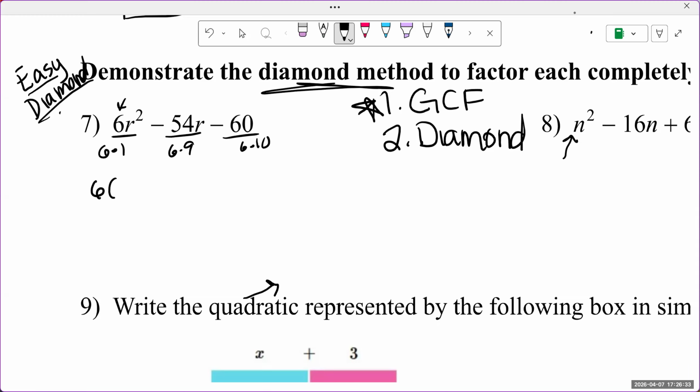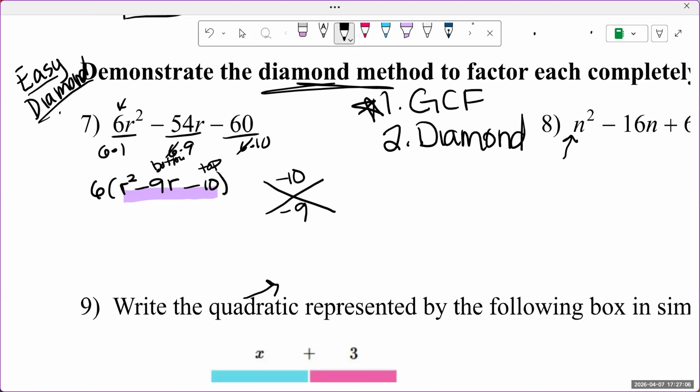So factor out the 6: r squared minus 9r minus 10. Okay, so now focus on the inner part, and we're going to leave that 6 out there. So I'm going to make a diamond, 2 numbers. This is the top, this is the bottom. 2 numbers that multiply to get negative 10 and add to get negative 9.